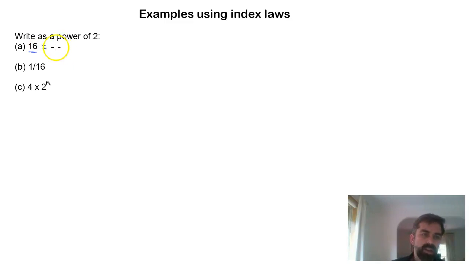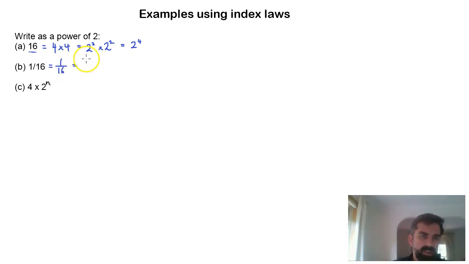So if we think about 16, 16 is 4 times 4, and 4 is 2 squared, so that's the same as 2 squared times 2 squared, or 2 to the power of 4. That's the way I would do it. You might be able to jump straight to the end if you just remember that 16 is 2 to the power of 4. What if we had 1/16, or 1 divided by 16?